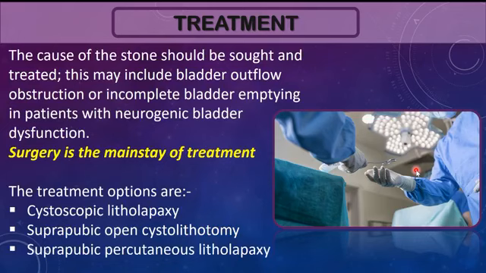If the patient has an associated stricture urethra, you are not able to go for surgery through the urethra, because stricture urethra means narrowing of the lumen of the urethra. You are not able to introduce the cystoscope or lithotripter through the urethra. So in those cases, you treat the stricture, and you treat the stone by other means, by suprapubic or percutaneous litholapaxy. Otherwise, your treatment is not complete.